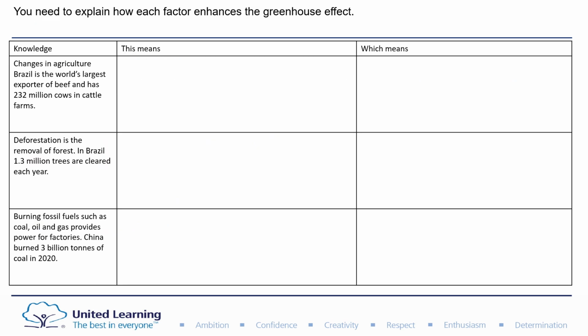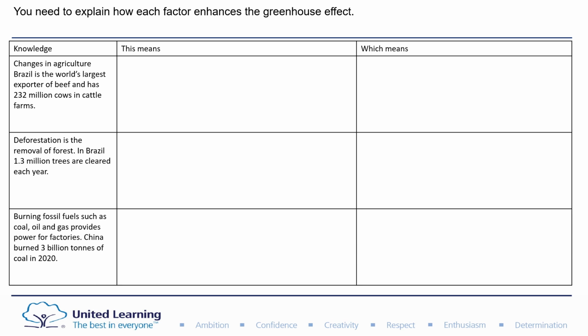So what I want you to do for me for a moment is copy down the knowledge. So changes in agriculture: Brazil is the world's largest exporter of beef and has 230 million cows. I then want you to complete the chain of reason. So this means, which means, explain how it causes the global temperature to increase. Do the same for deforestation and do the same for burning fossil fuels. So pause the slide there and get that done for me. Thank you.